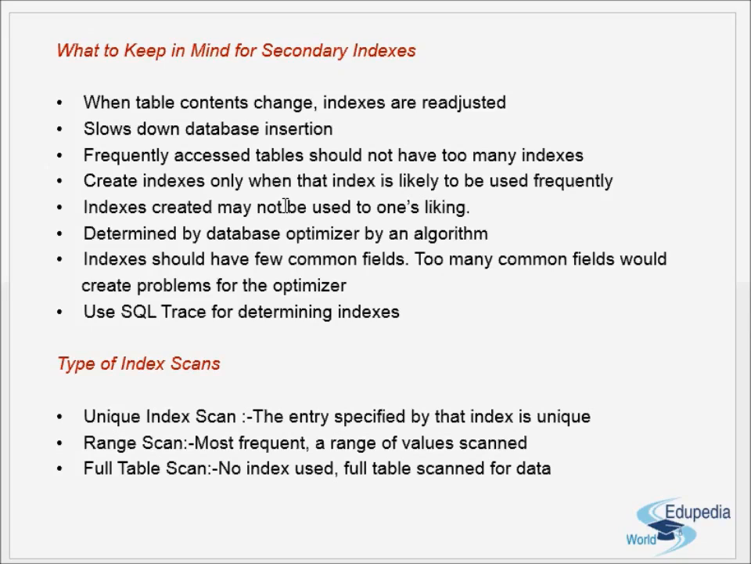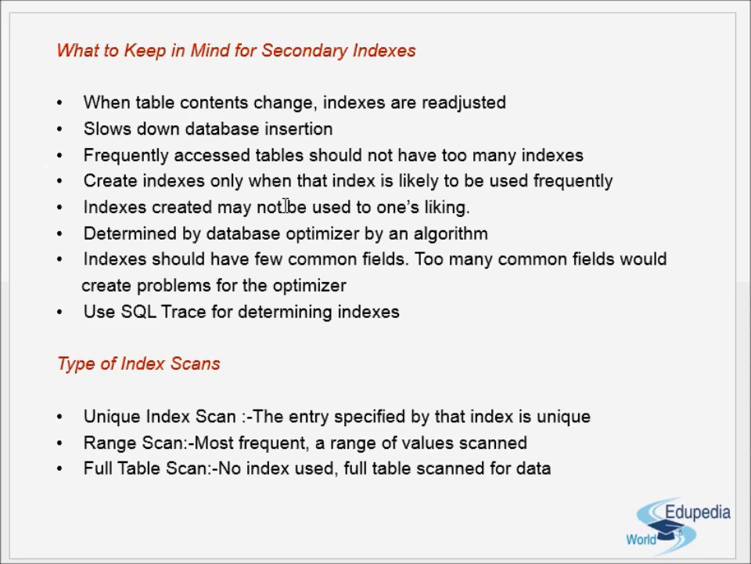When you create a secondary index, you should keep in mind all the other programs, so you have to have a wider area of enhancements. When we create an index, it shouldn't impact the current operations on the table. You can't create an index now and then depending upon your liking, as these are determined by the database optimizer by an algorithm. Which index to choose is dependent on the database optimizer. It uses an algorithm, and indexes should have very few common fields, otherwise the optimizer will get confused.